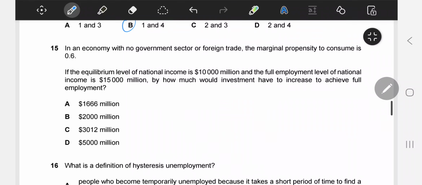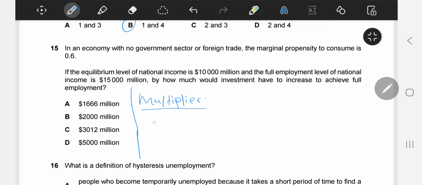Let's go to 15. In an economy with no government sector or foreign trade, the MPC is 0.6. If the equilibrium level of national income is 10,000 and the full employment level of national income is 15,000 million, so this is 15 billion, by how much would the investment have to increase to achieve full employment? This one looks like a question on the multiplier.